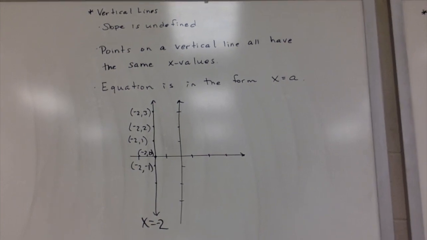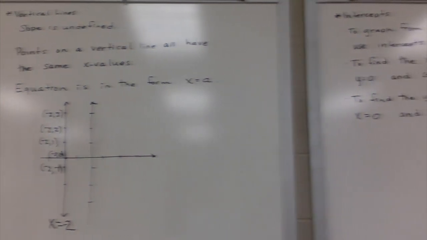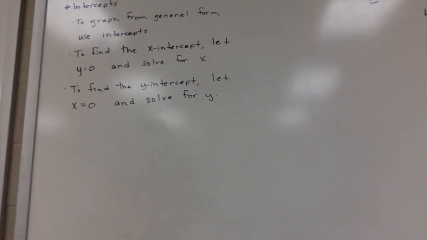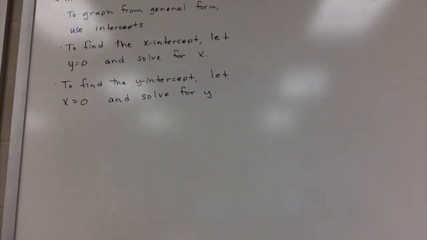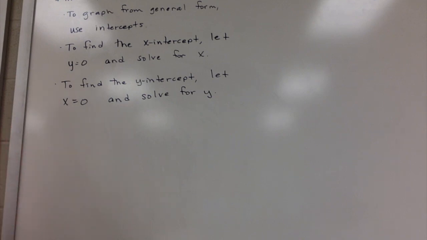Now, we did not talk about graphing from slope-intercept form. I assume that we're all okay there, hopefully, because you're going to be doing some today on your assignment. But we do need to talk about intercepts a little bit. And I said that we would talk a little bit more about general form, and this is it. A lot of times if you have an equation in general form, the easiest way to graph it is to use intercepts, to find the x-intercept and the y-intercept.